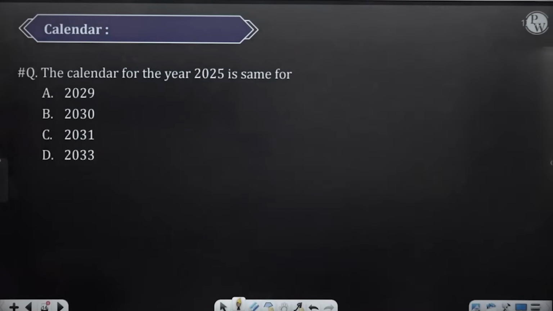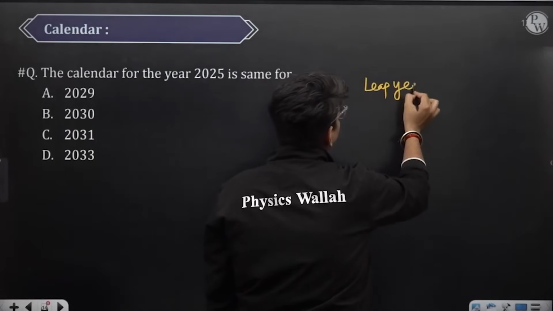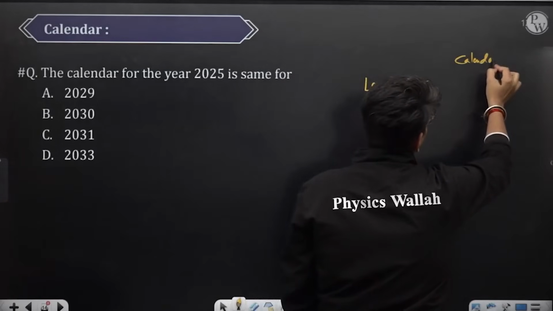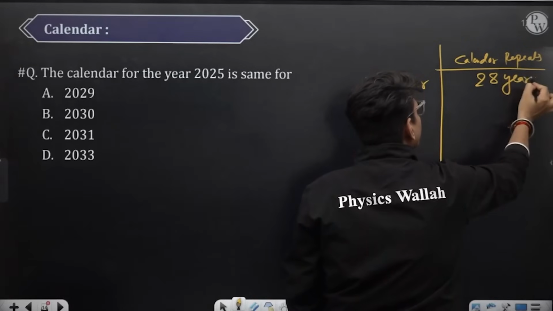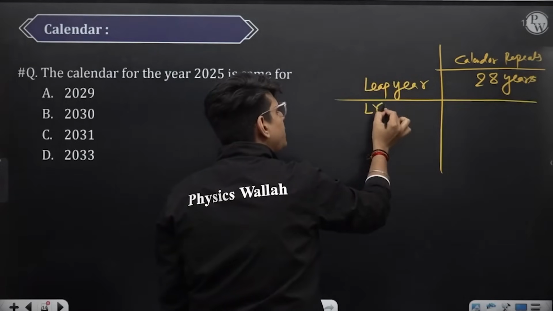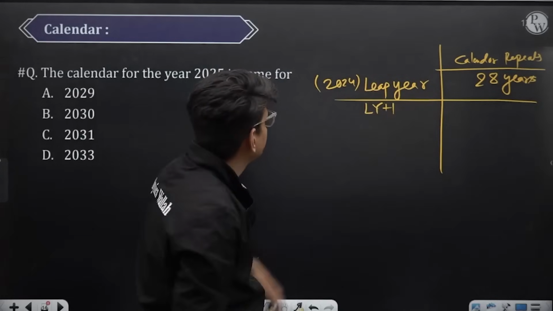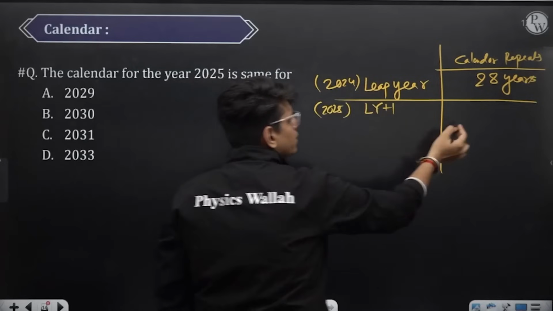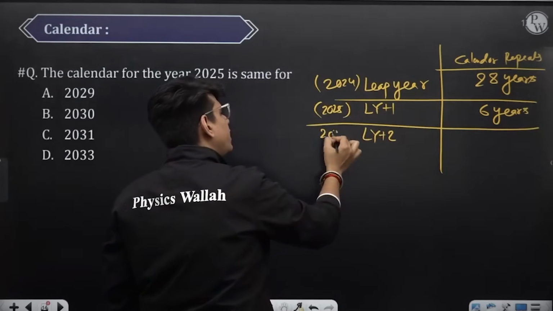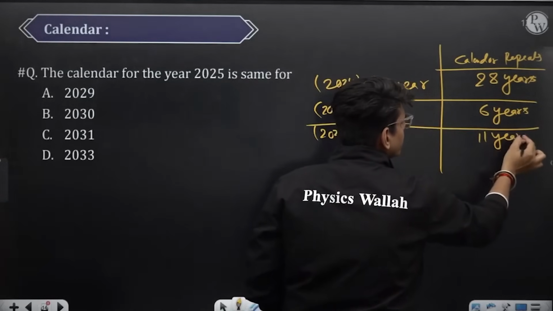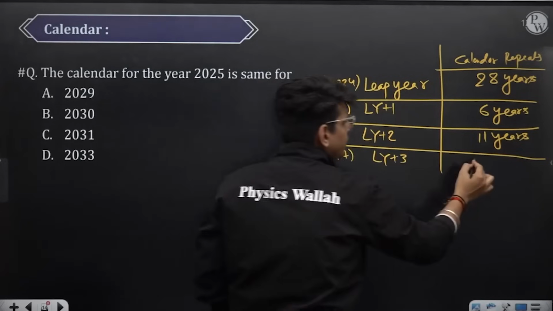The calendar of the year 2025 is the same for what? A leap year calendar repeats after 28 years. You can remember these facts. If the year is leap year plus 1, for example 2025, it will be repeated after 6 years. If it is leap year plus 2, suppose 2026, it will be repeated after 11 years. Again, if the year is leap year plus 3, for example 2027, it will be repeated after 11 years.